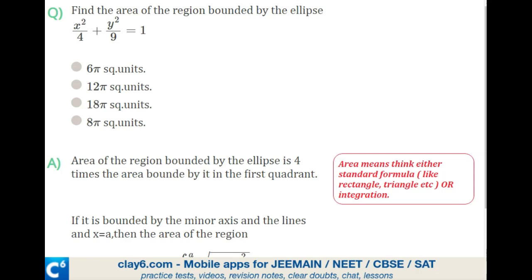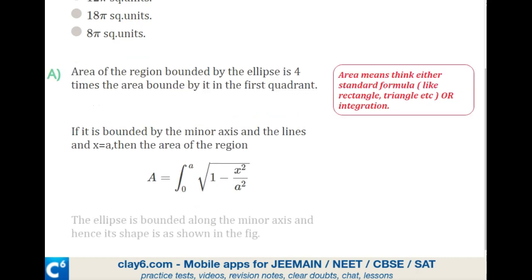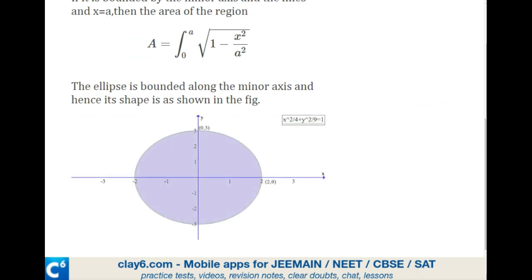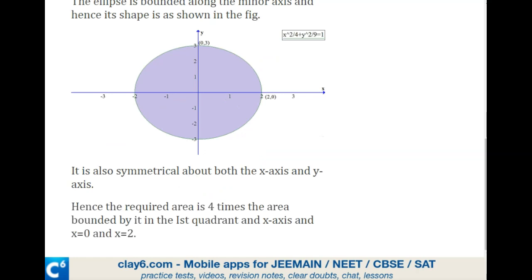You can either look at it from the equation, or you remember the standard formula that for an ellipse, 1/4 of it is the integral from 0 to a of the square root of 1 minus x squared by a squared, where x equal to a is where the ellipse cuts the x-axis. You'll see it in the diagram. In this figure, it's very clear. So (2, 0), that's where it cuts. When you look at the diagram, you know that you can take 1/4 and then multiply it by 4. That's what we will do, because an ellipse is symmetrical about the x and y axis.